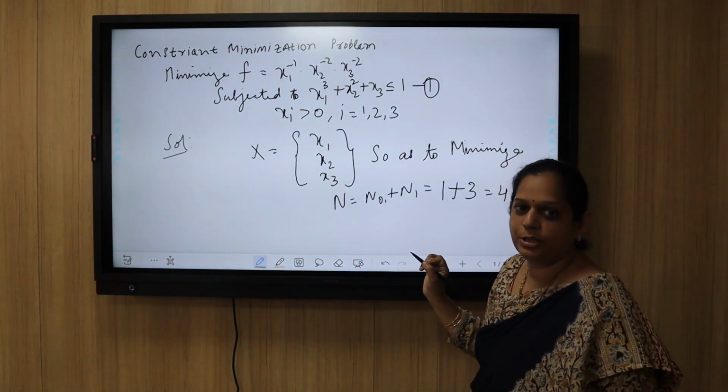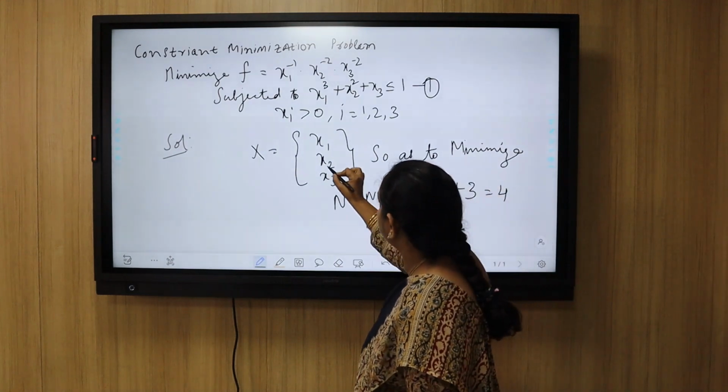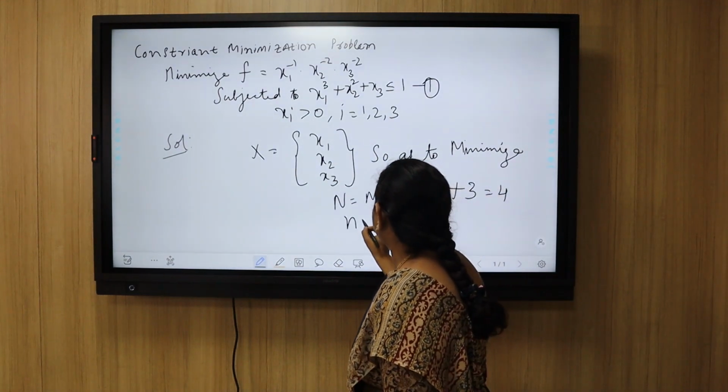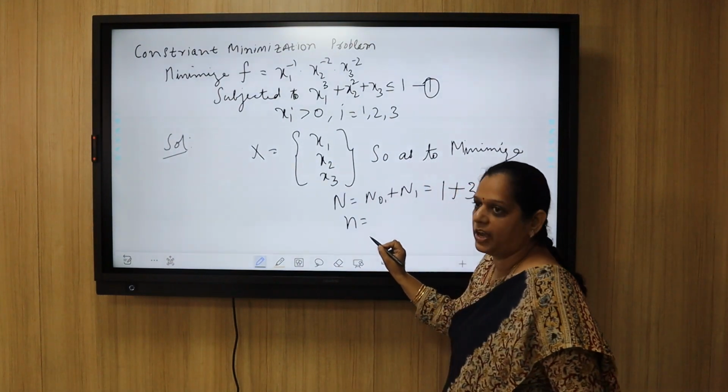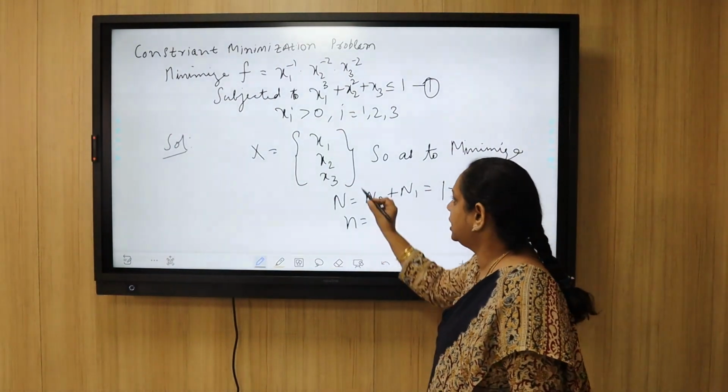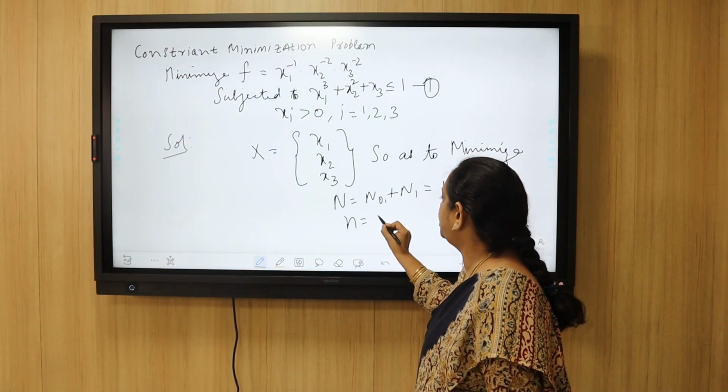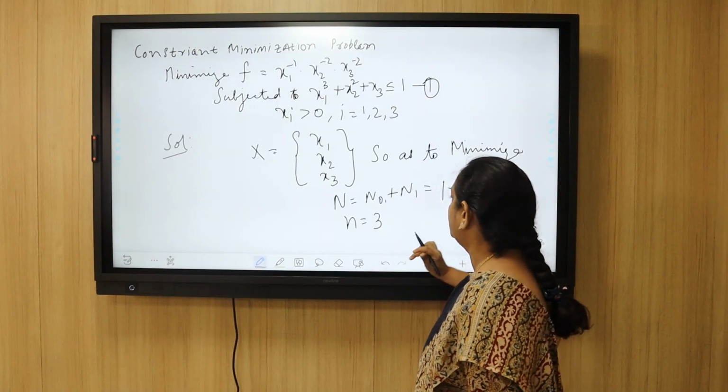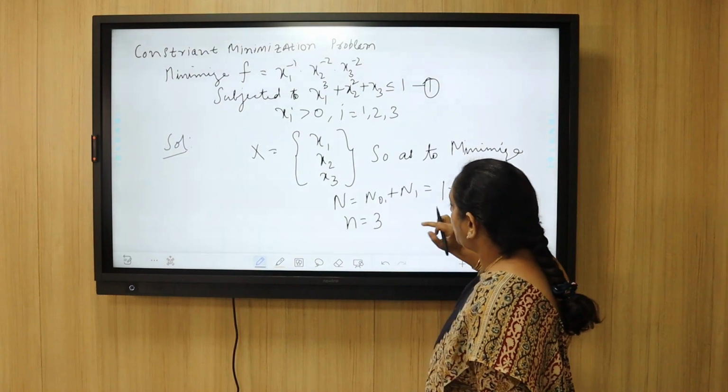Now coming to the variables. How many variables are there? x1, x2, x3. Small n, as we had discussed, is nothing but the number of design variables. Here x1, x2, x3 are 3 design variables. So capital N is 4 and small n is 3.